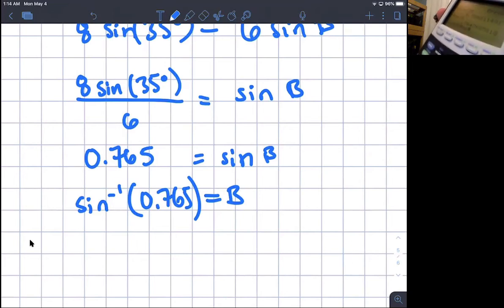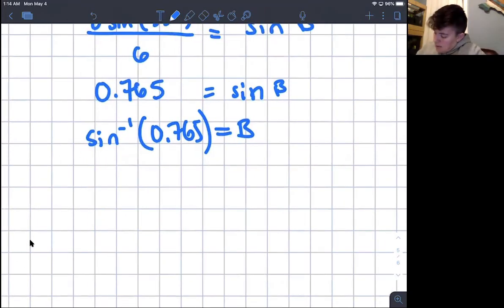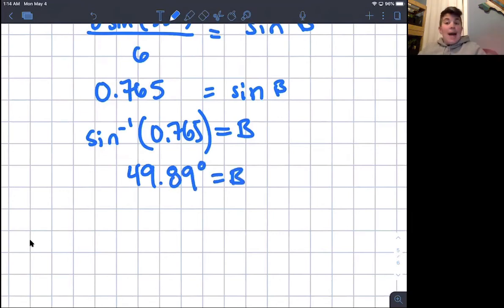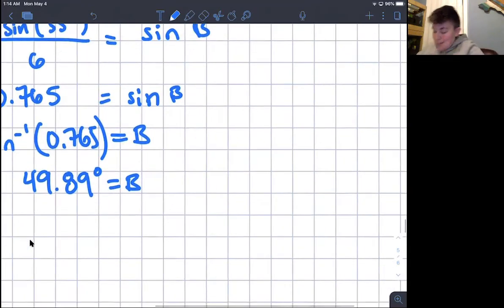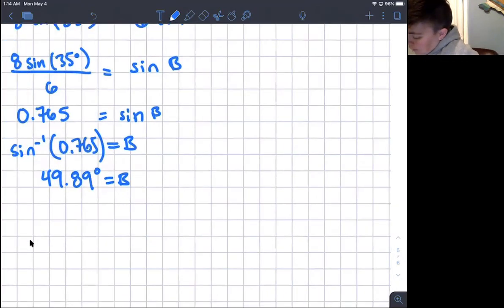And let's see what that gets me. Gets me 49.886. So I'm going to say 49.89 degrees is equal to angle B. Okay, pause, because we know we have a side-side-angle situation, which means I need to check for the ambiguous case. So let's draw.